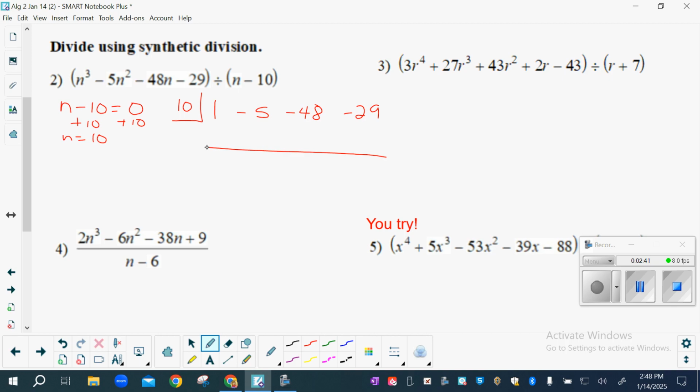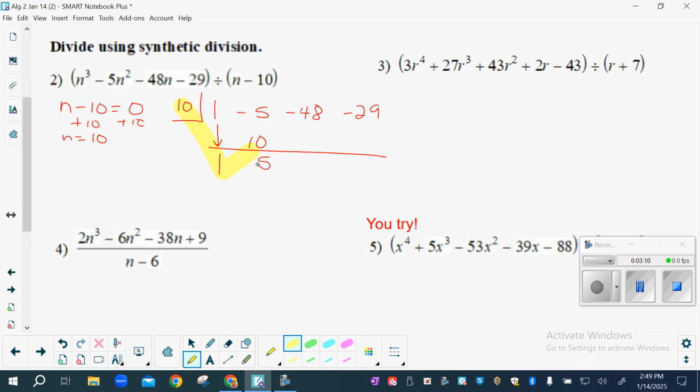Okay? So the very first thing we always do is bring this number down. I left space here. We always want to leave space. So we bring the number 1 down. And then we take 10 times 1 and write our answer here. What's 10 times 1? 10. Then we add these two. What's negative 5 plus 10?